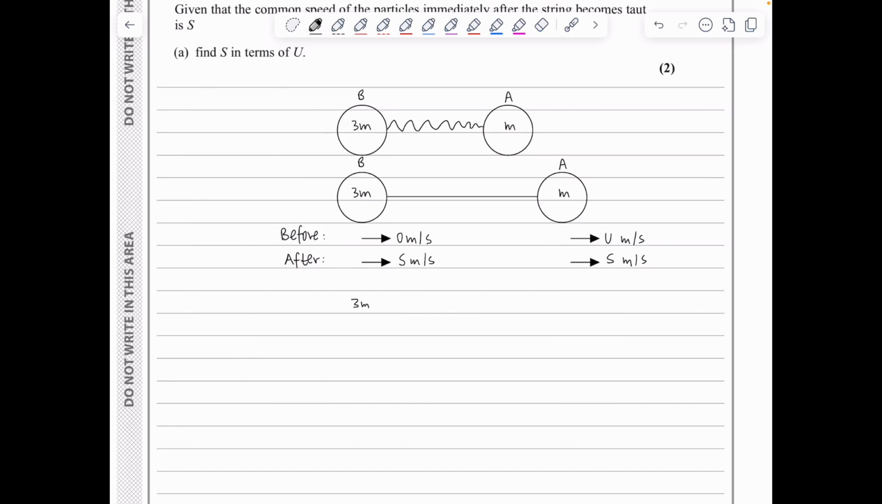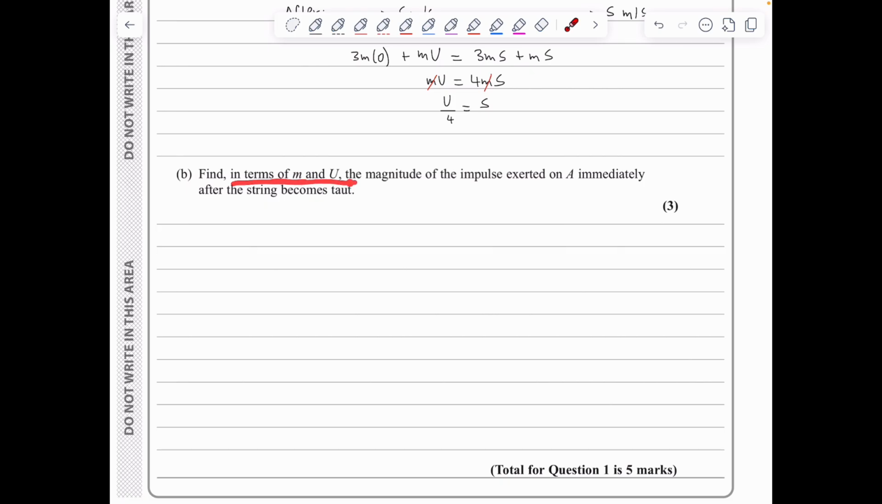So 3m times 0, this is the momentum of B before the string goes taut, plus mU, this is the momentum of A, is equal to 3m times S plus mS. So we're looking at mU being equal to 4mS. Obviously the m will cancel out. We're trying to find S in terms of U, so we arrive at U over 4 being equal to S. In part B, we need to find in terms of m and capital U the magnitude of the impulse exerted on A immediately after the string becomes taut.